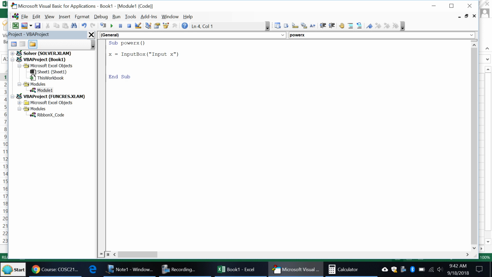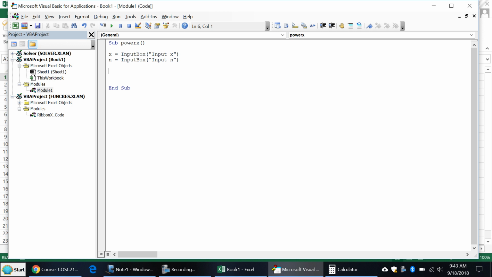So this is just getting the value of x. Then I'm going to say n is equal to input box, input n. So all we've done here is just figured out a way to get the value of x and n. You could actually hard code them in, but then you couldn't change them, or you could link them to a cell. But this is just one of the easiest ways.